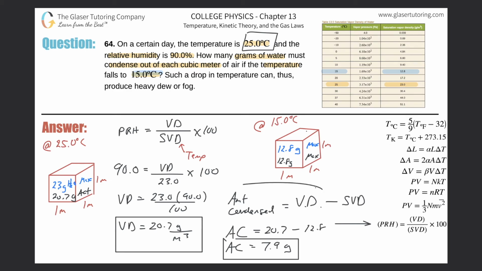Notice if you applied this formula to the prior case, nothing would condense out because the value would have been negative. You would have taken 20.7 minus 23. The answer is negative, so nothing condenses. Only when the temperature drops, this water vapor, the 20.7 grams, where's it going to go? It doesn't just disappear. It has to go somewhere. So it's not going to be dissolved or evaporated in the air, not all of it. Only this amount will be evaporated in the air, but the remaining 7.9 grams will then come out of that air essentially as dew, or just liquid water.